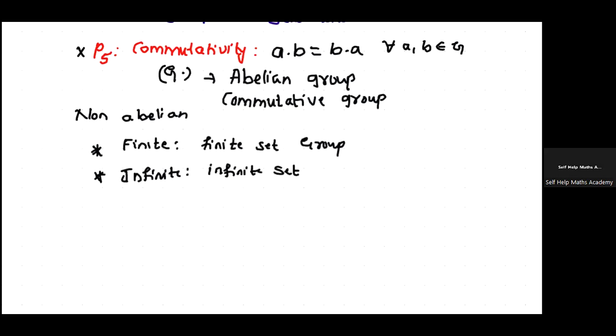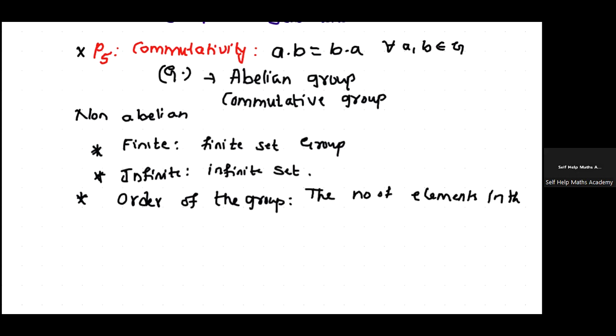Okay. And now you also see the order of a group with respect to a finite set. The number of elements in a finite group is known as the order of the group. So the order of the group is the number of elements in the finite group. This is usually denoted by O of G.